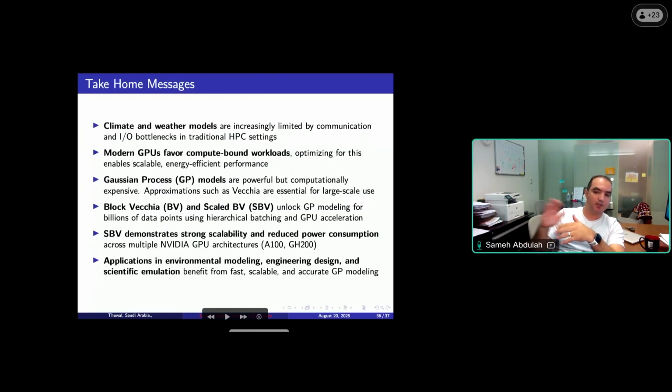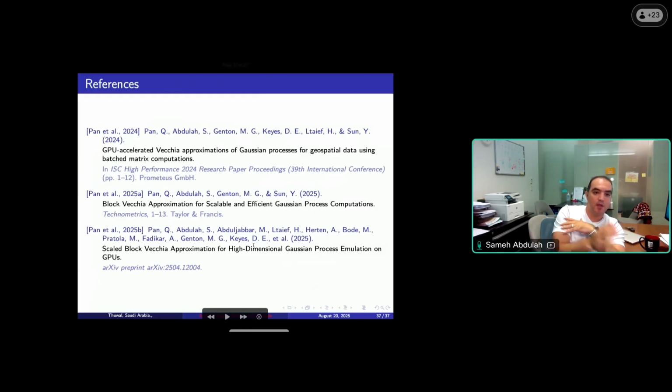So the take-home message of my presentation: climate weather models actually depend mainly on communication, and they have an I/O bottleneck on traditional HPC. It seems that we need to move from this old way and maybe take something like AI, if they can confirm their capabilities to do modeling and forecasting, or use spatial statistics for modeling climate weather data. Also, those kinds of workloads may be better served by some kind of approximation or energy-efficient algorithm to help use the hardware in a very efficient way.